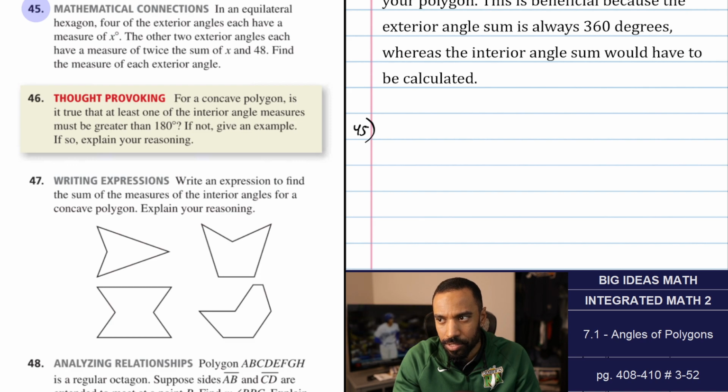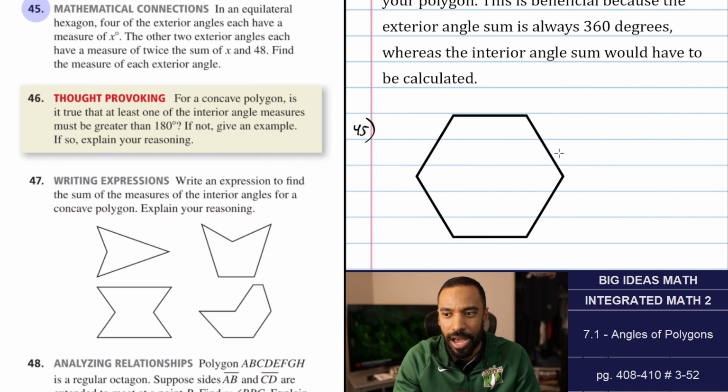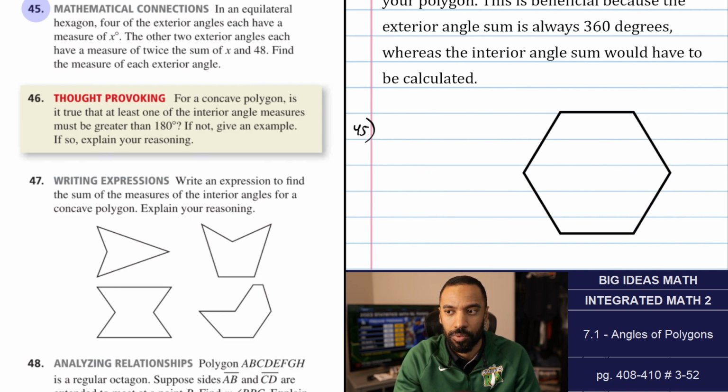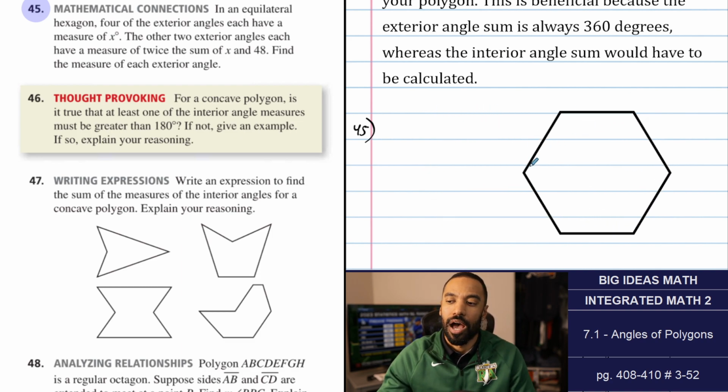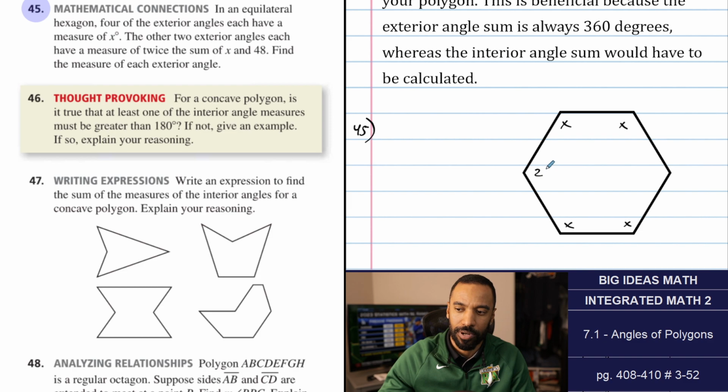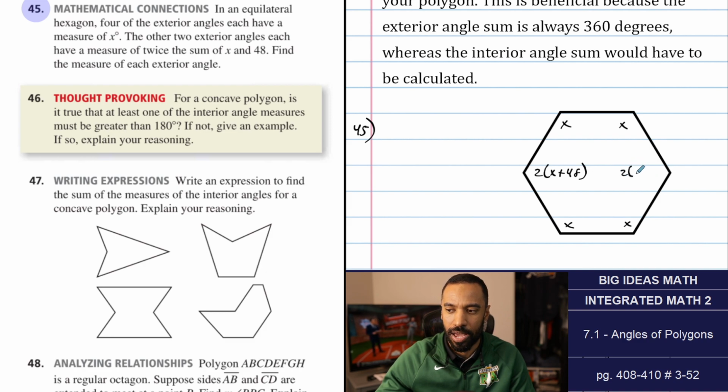Although it is equilateral, not necessarily equiangular, and it's not equiangular. We can tell that, probably isn't. I'm going to go ahead and still draw it like that just so I have one. It says twice the sum of x and 48. Here is twice the sum of x and 48. The two exterior angles each have this measure. So not in total, but each of them. So it's like that.